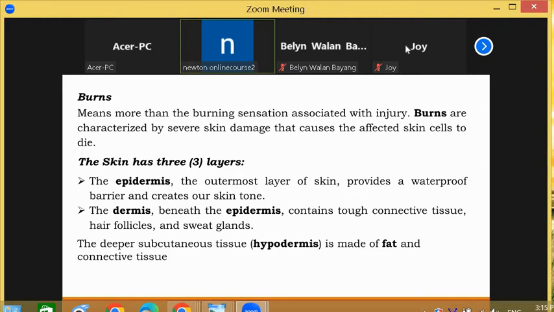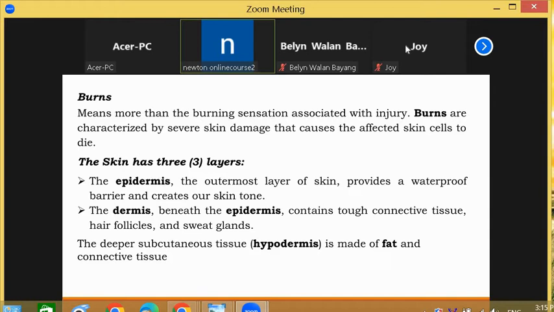Dermis is just below the epidermis. It contains connective tissue, hair follicles, and sweat glands. So epidermis is the first layer, and the dermis is the second layer. Sweat glands, you know that during the very hot season you are sweating because of the sweat glands.